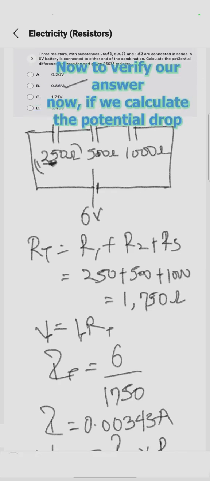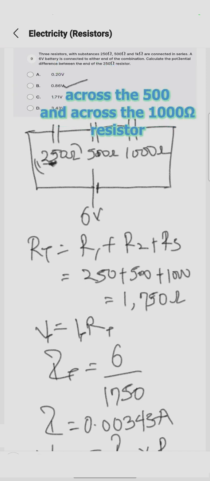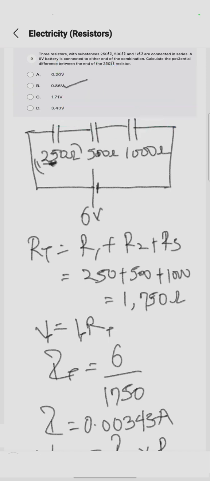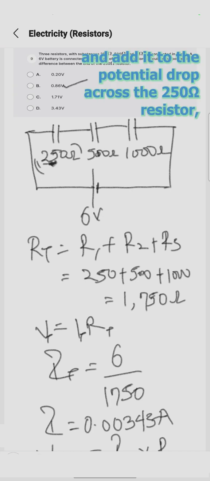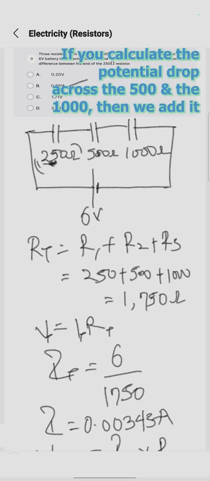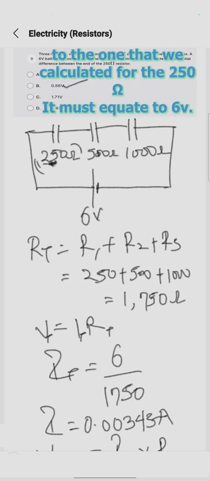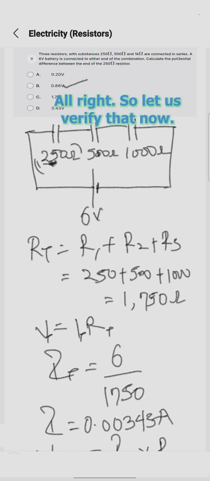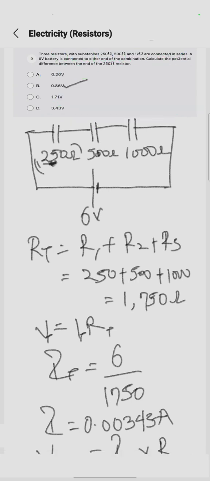Now to verify our answer, if we calculate the potential drop across the 500 and across the 1000 ohm resistor and add it to the potential drop across the 250 ohm resistor, everything must be equal to 6 volts. If you calculate the potential drop across the 500 and the 1000, then add it to the one that we calculated for the 250 ohm, it must equate to 6 volts. All right, so let us verify that now.